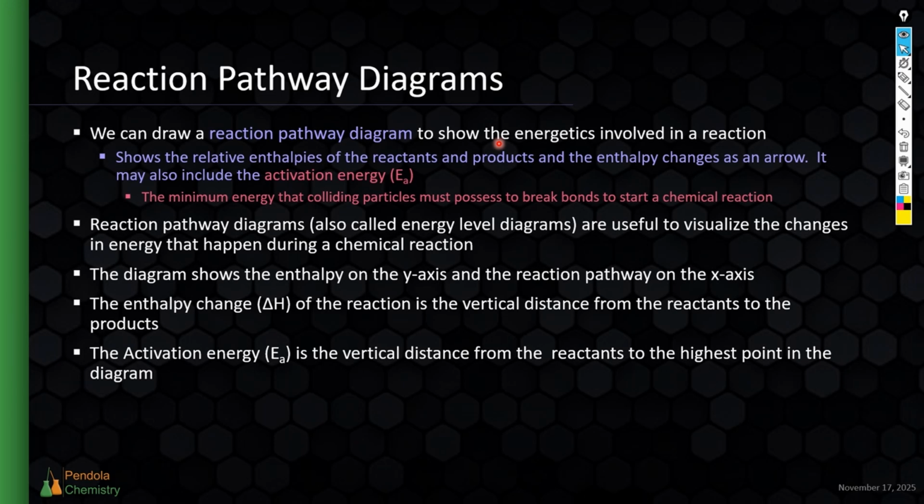It shows the relative enthalpies of the reactants and the products and the enthalpy change of a reaction as an arrow, and it might also include something called the activation energy. Now, the activation energy is the minimum energy colliding particles have to have in order to break bonds and start a chemical reaction. Whenever reactant particles collide with each other, they have to do so with enough force.